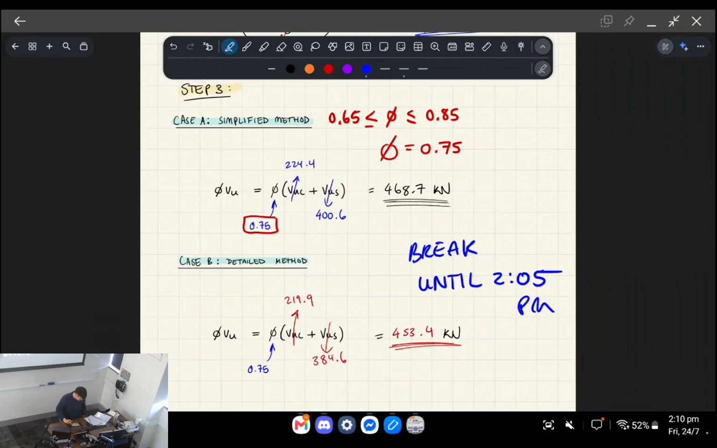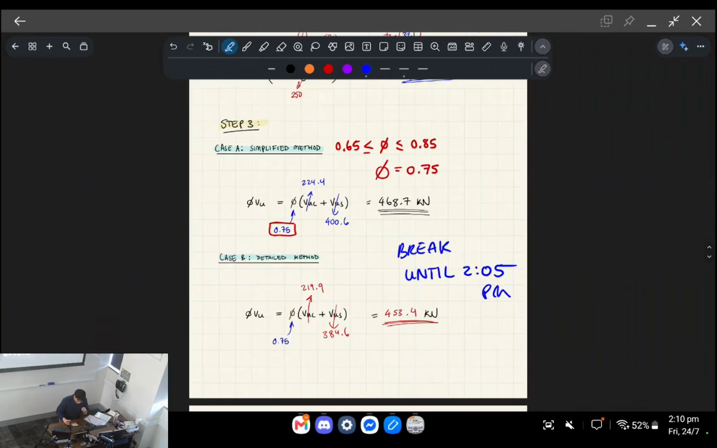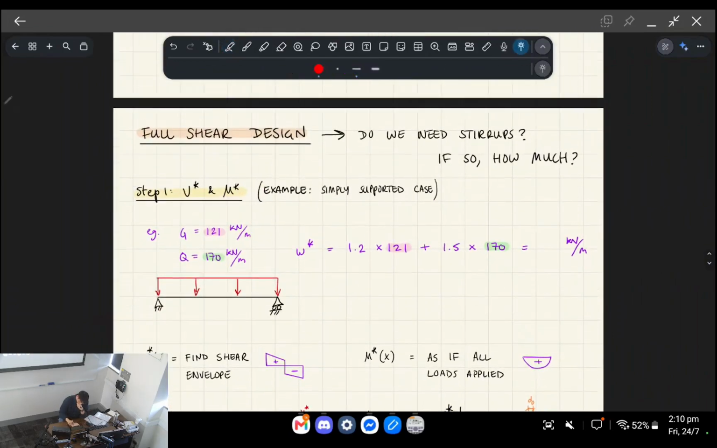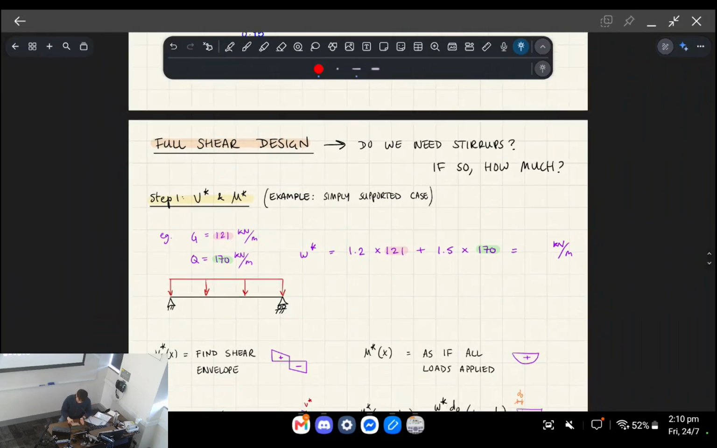Okay, let's continue, guys. All right. Settle down. We're gonna continue, all right? So in this half of the workshop, we're gonna do the shear. We're gonna do a full shear design, all right? So let me tell you what that involves.